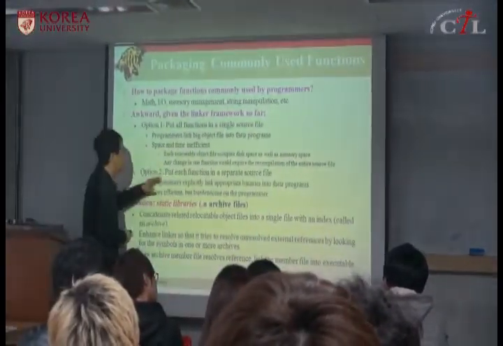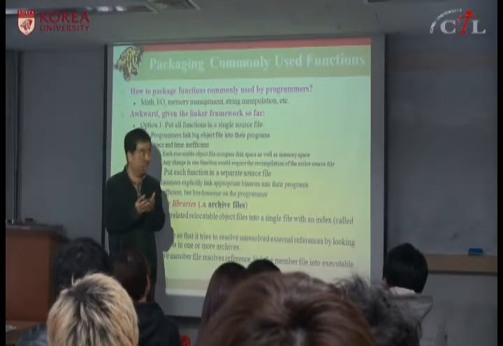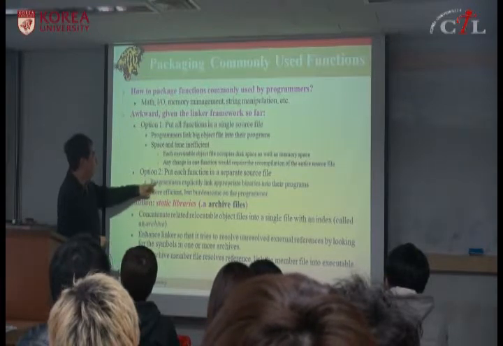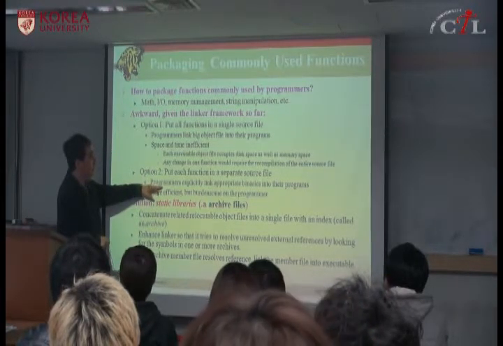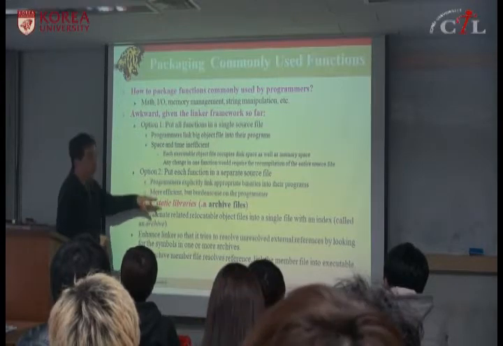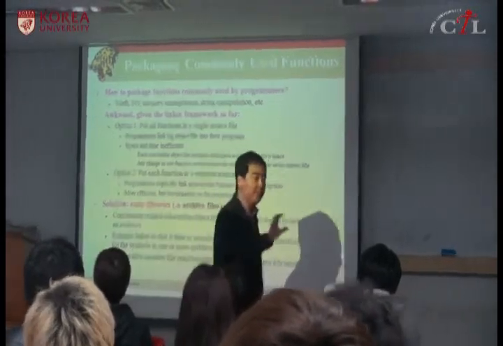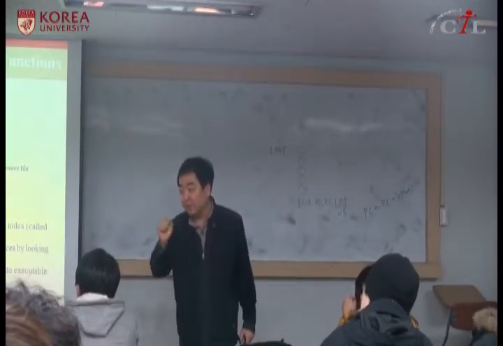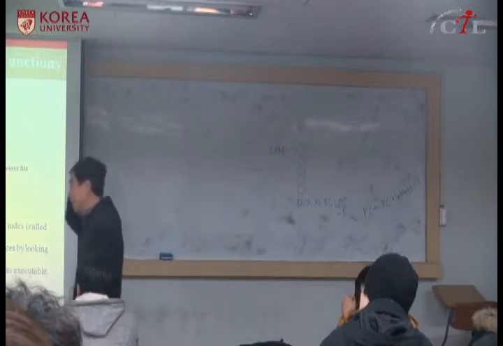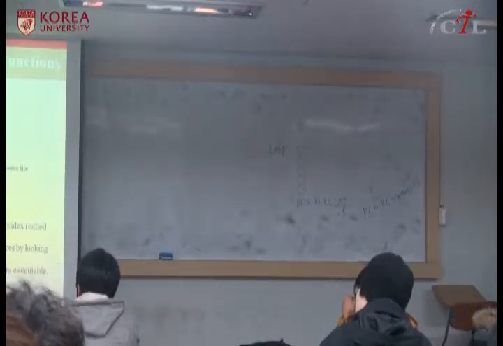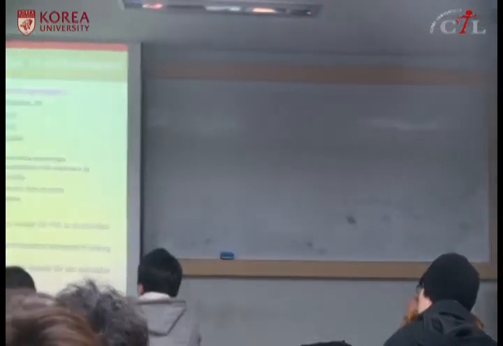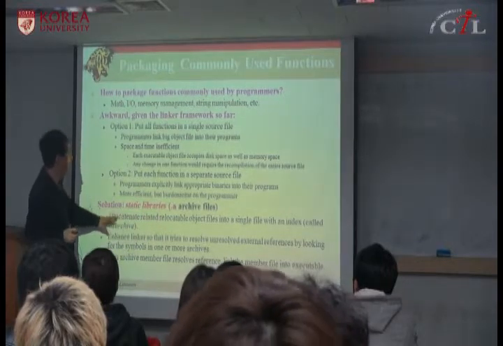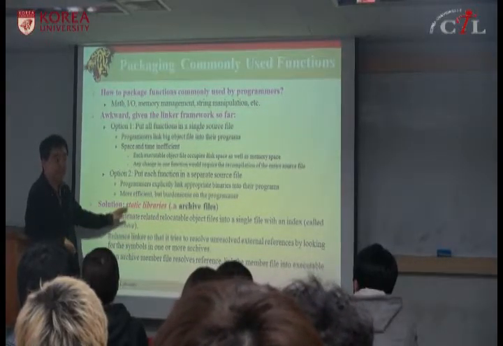So option 2 is to put each function in a separate source file. Okay? And programmers explicitly link the appropriate binaries into their programs. So this is like you have printf.o, scanf.o, and every .o file, and you can specify exactly which one. But this is also somewhat complex for the programmer, because the programmer has to remember what the object files are and so on. Okay? So instead, we use archive files or libraries.